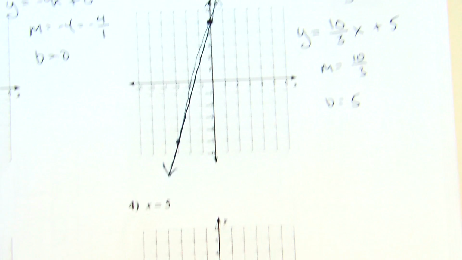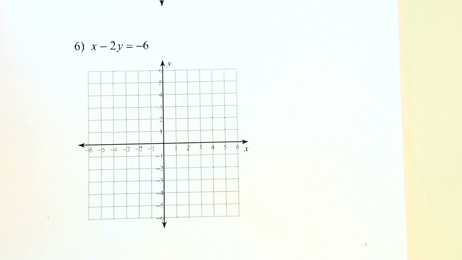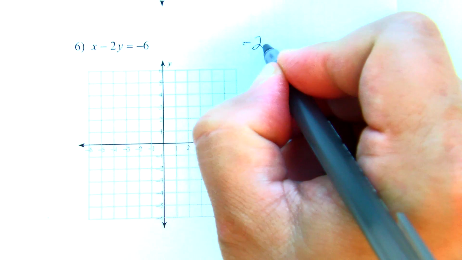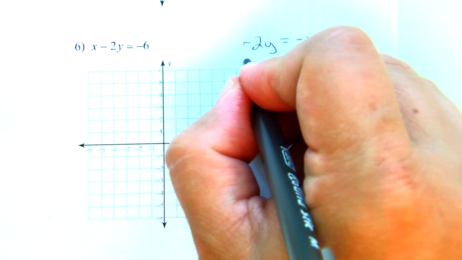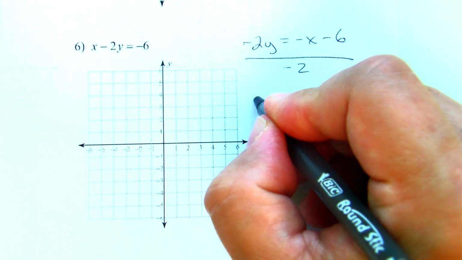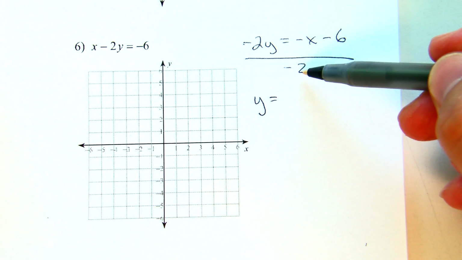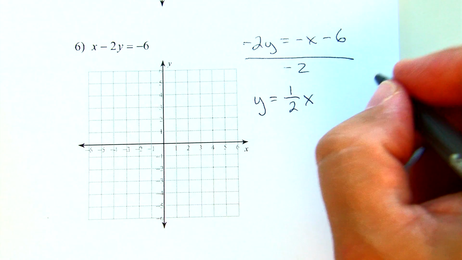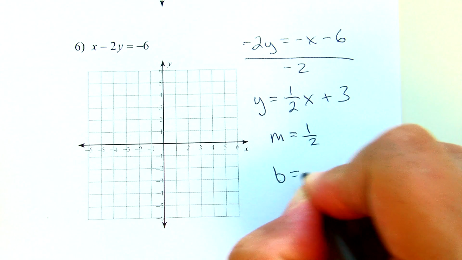Let's look at another one. Let's try number 6 down here. We've got x minus 2y equals negative 6. Again, we'll get y by itself. Subtract x from both sides. We get negative 2y equals negative x minus 6. Divide by negative 2, and we get y equals negative 1 over negative 2, which is positive 1/2, and negative 6 over negative 2 is positive 3. That gives us a slope of 1/2 and a y-intercept of 3.